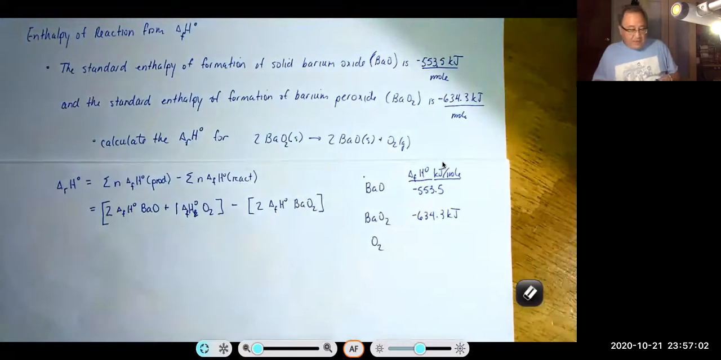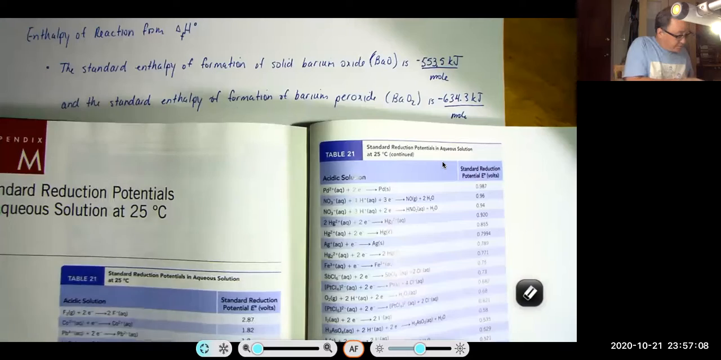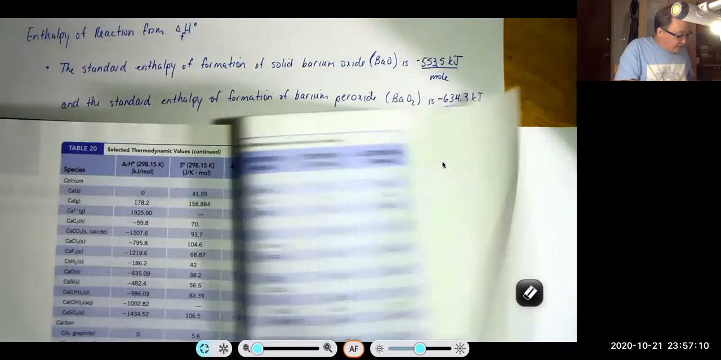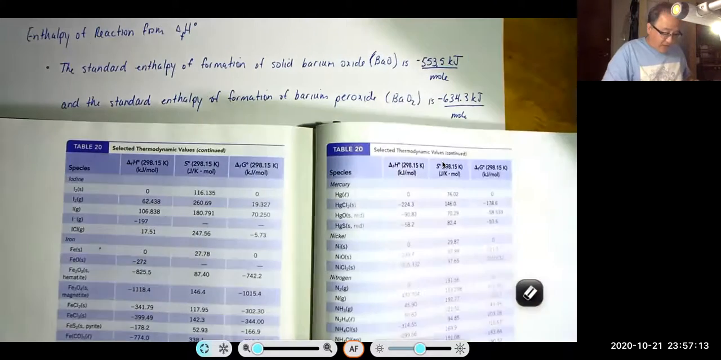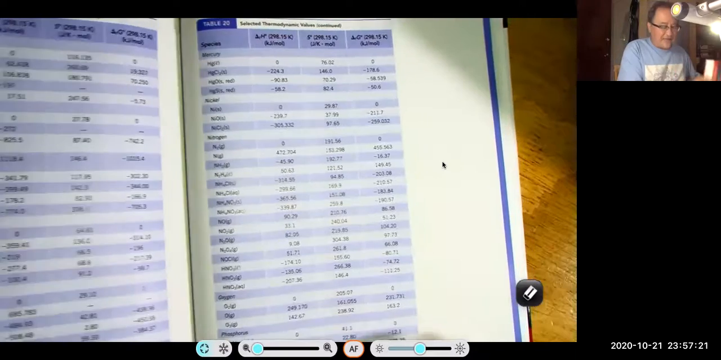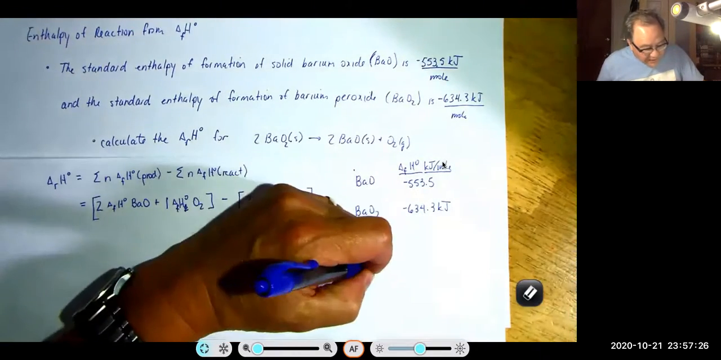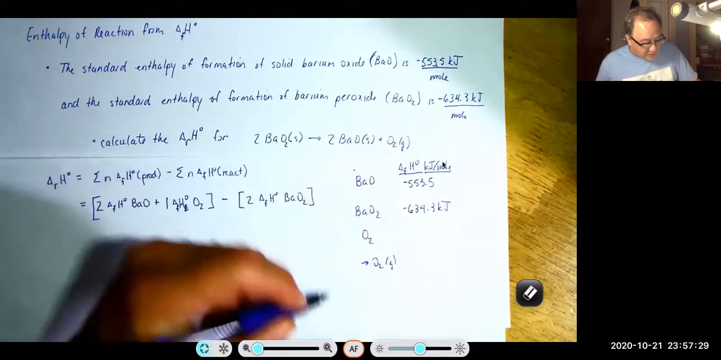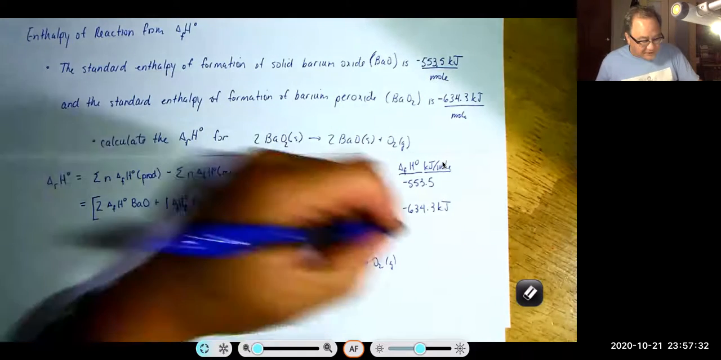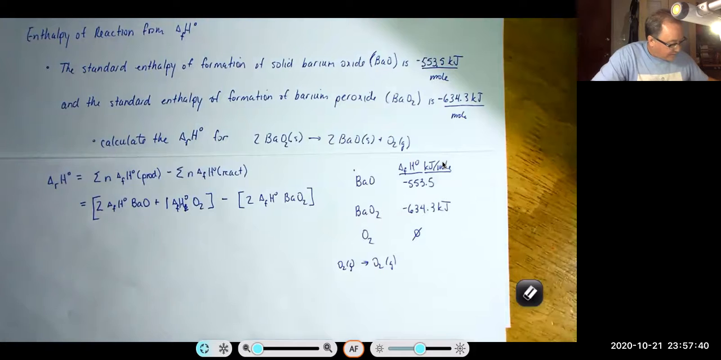And O2, which is the other thing we need to look up. I'm going to look it up in the book here. And let's see, O2, alphabetical, lead, phosphorus, oxygen. So here it is. For O2 gas, oh, 0. Oh, I didn't have to look that up because the reaction to make O2 gas is to start with O2 gas. So of course it's 0. The enthalpy of formation of any element in its standard state is 0. So now we can plug the numbers in.